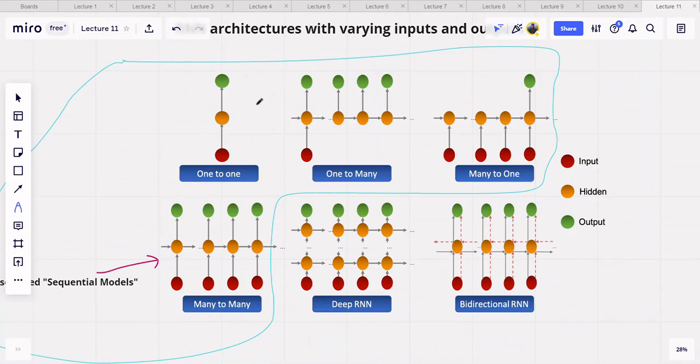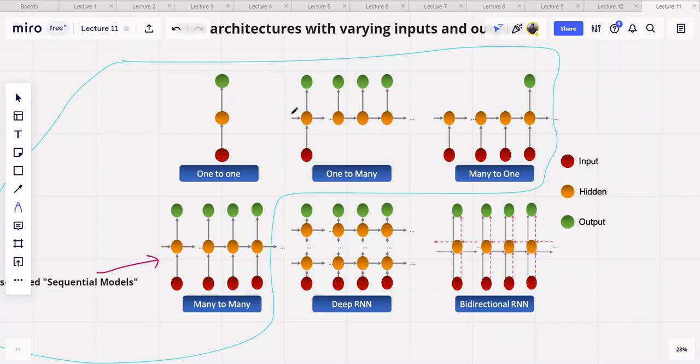So if you look here, these are some of the common architectures of RNN: one to one, one to many, many to one, and many to many. In one to one problems, RNN basically takes only one input, that is one word, and it produces another word as output.